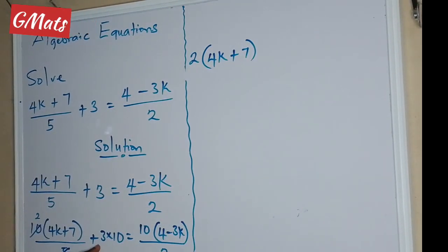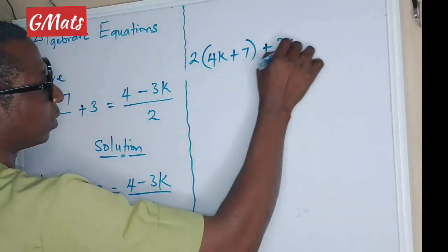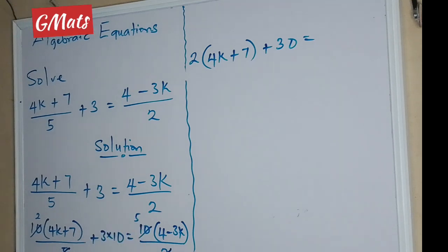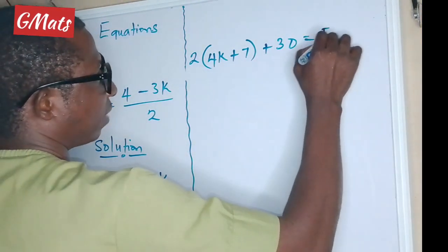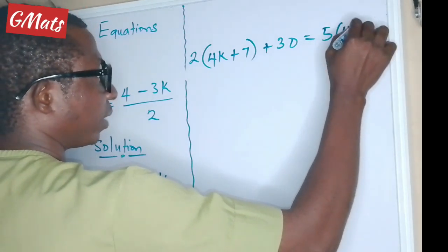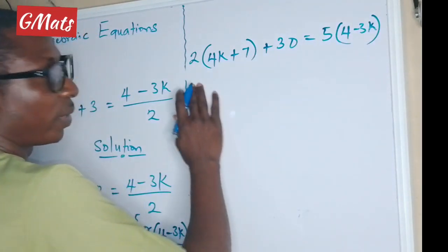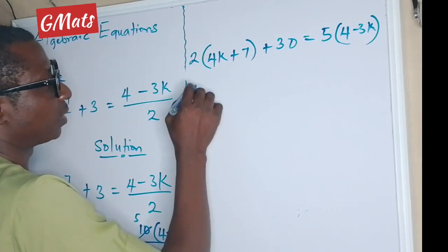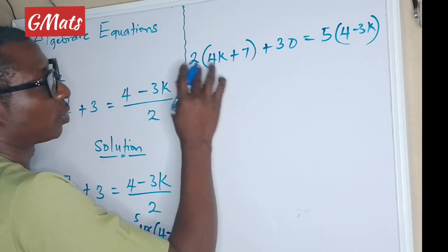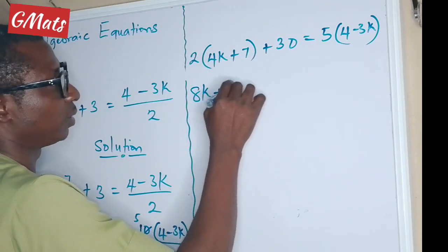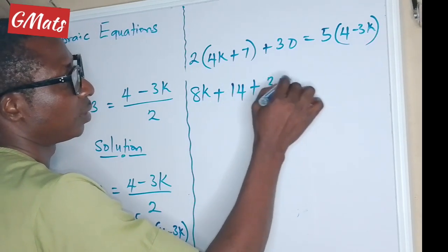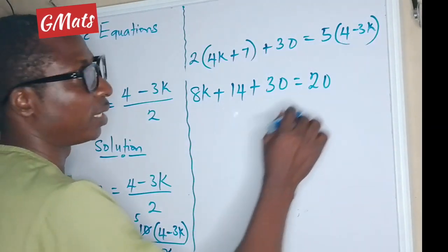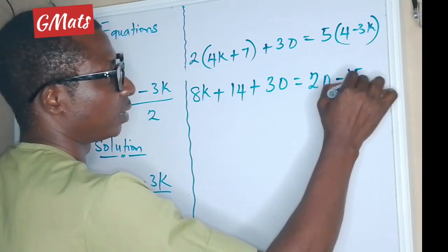So this is going to give you plus 30 equals, now 2 goes here 1, 2 goes here 5. So 5 will multiply everything we have there. So 5 times (4 - 3k). Okay, now we can open the bracket here. So we have 2 times 4k, that's 8k, plus 2 times 7, that's 14, plus 30 equals 5 times 4, 20, 5 times minus 3k, that's going to give you minus 15k.